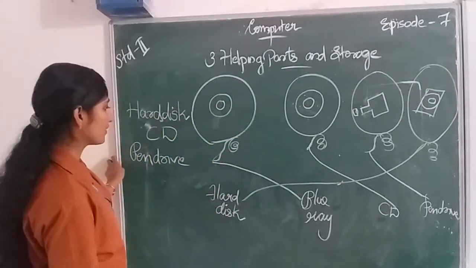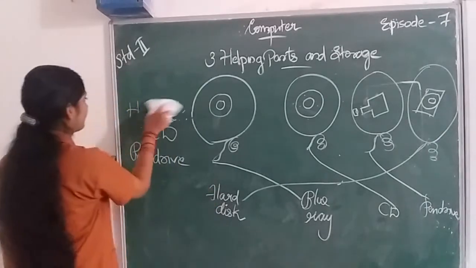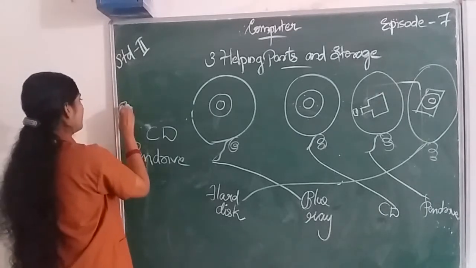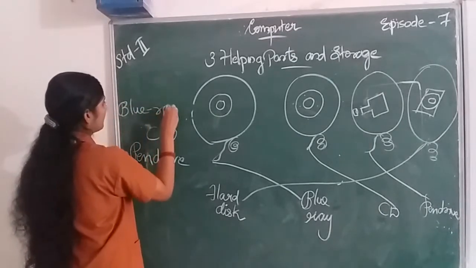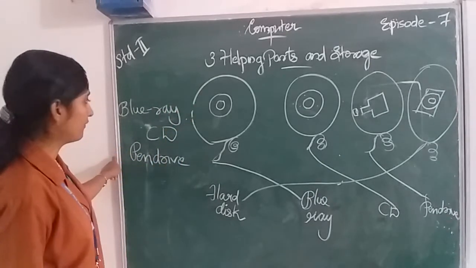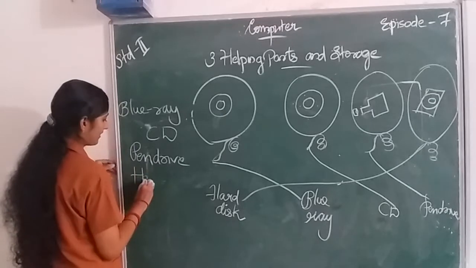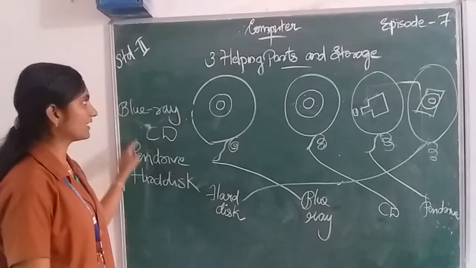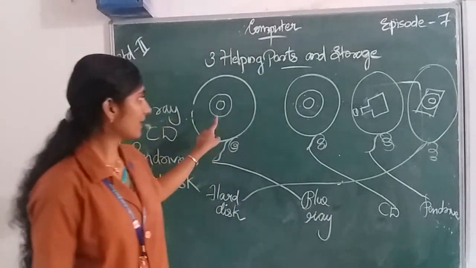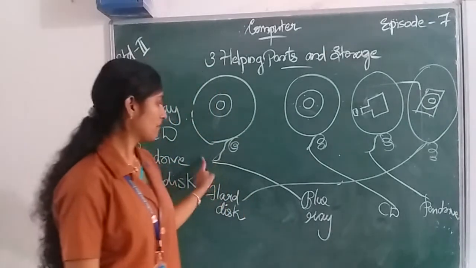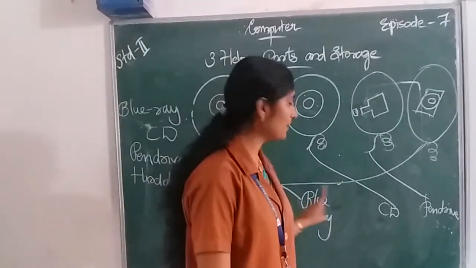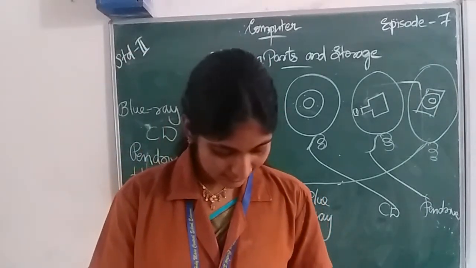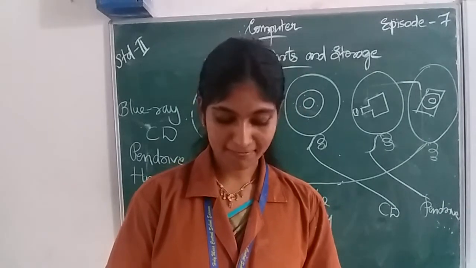Then fourth one, hard disk. Sorry. So the first one is Blu-ray. B-L-U-E, Blu-ray. And fourth one, hard disk, H-A-R-D-D-I-S-K. Right. So these are the 4 parts in the 4 balloons, and we can match all the pairs or words. Then next is worksheet number 3.